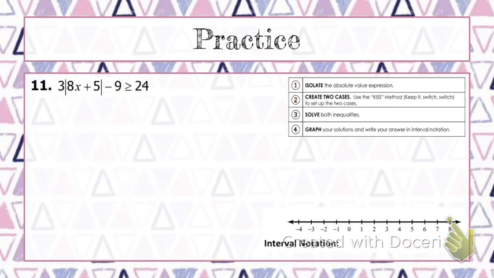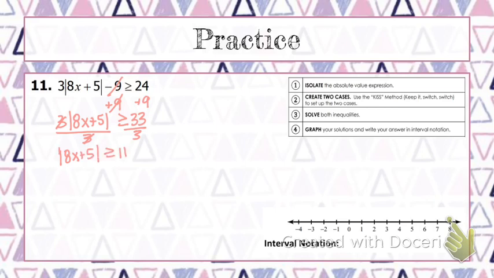And here's our last example before I let you practice on your own. Okay, add 9 to both sides. And we're left with 3 absolute value of 8x plus 5 is greater than or equal to 33. Then we're going to divide both sides by positive 3. We get absolute value of 8x plus 5 is greater than or equal to 11.